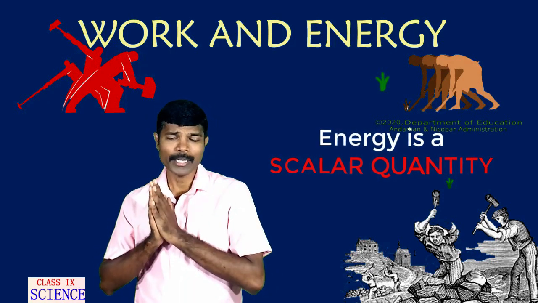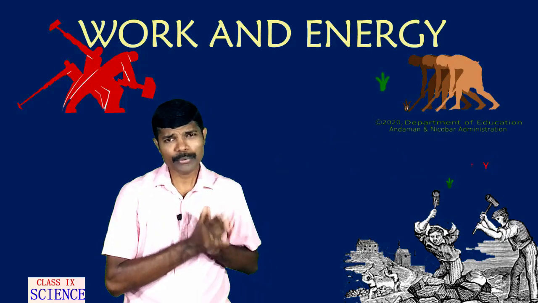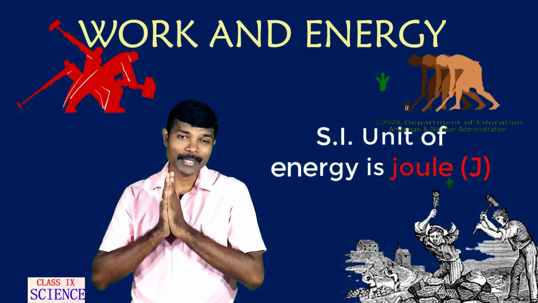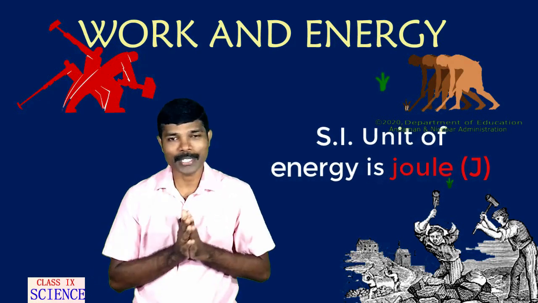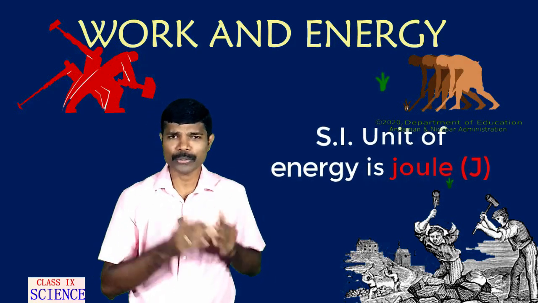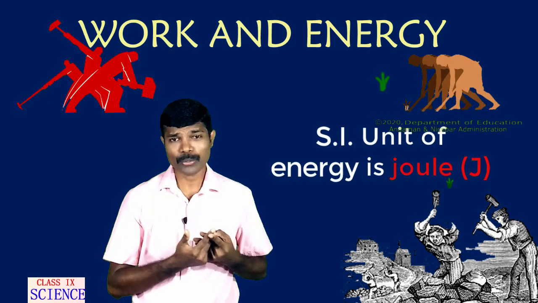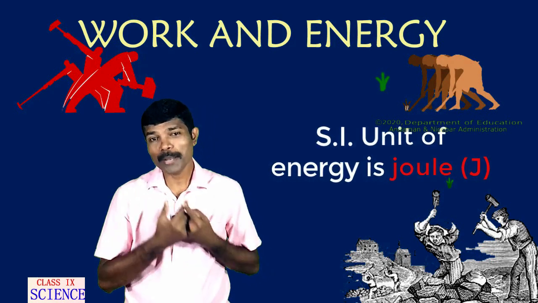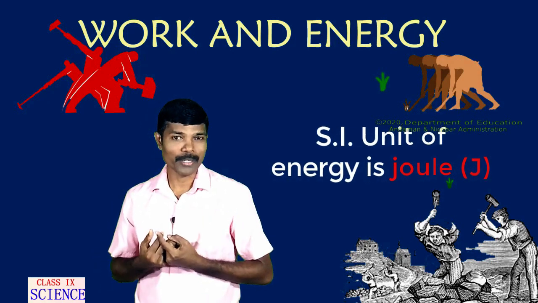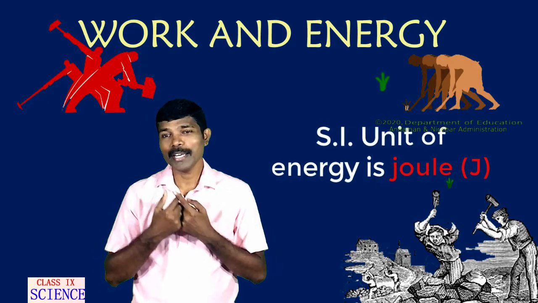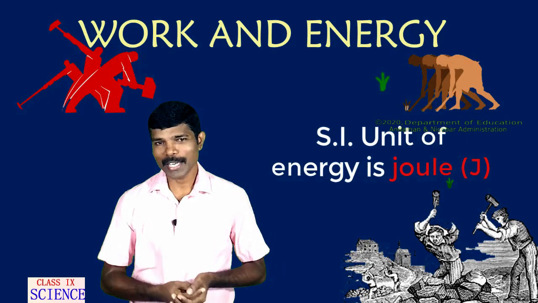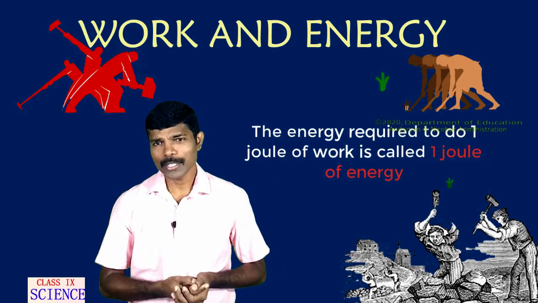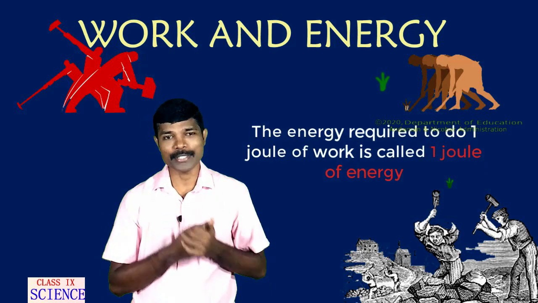Let us talk about the unit of energy. The SI unit of work and energy are the same. We know that the unit of work done is joule. So the same unit the energy also has, that is joule. When work is done, an equal amount of energy is consumed. Keeping this in mind, we can define 1 joule of energy as the energy required to do 1 joule of work.